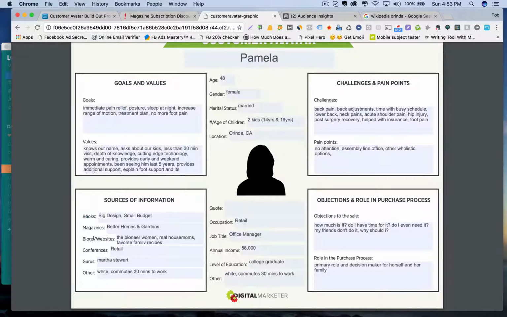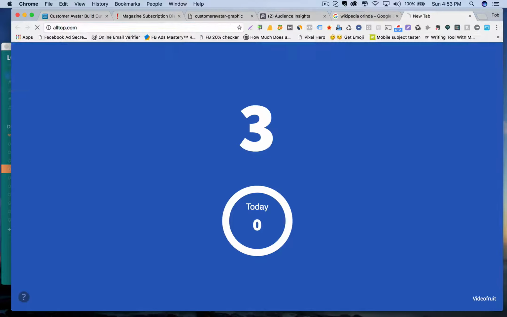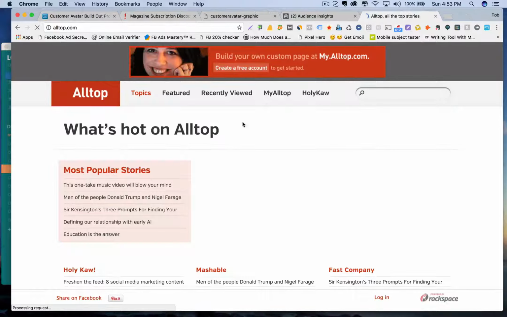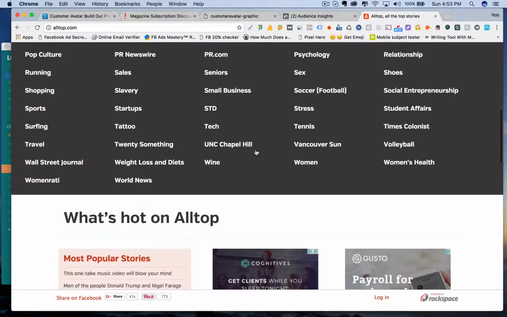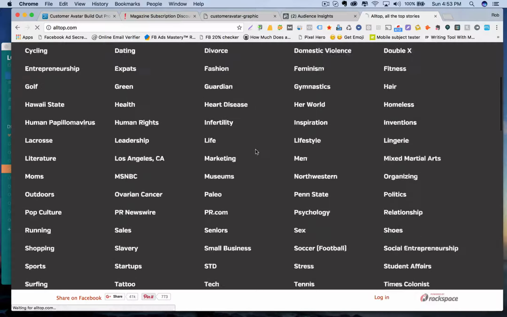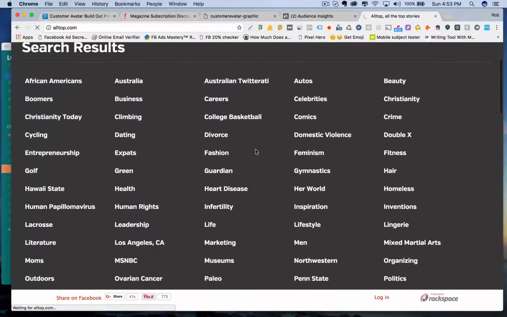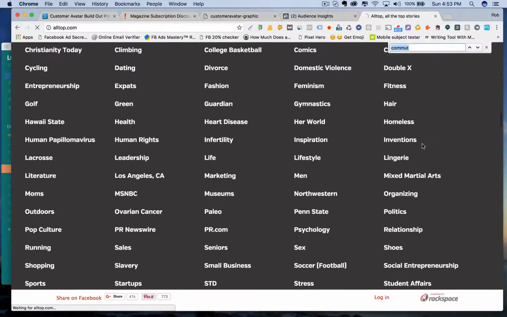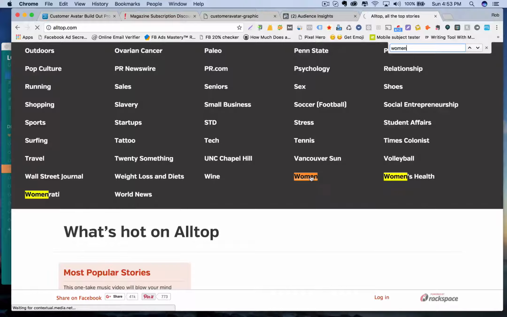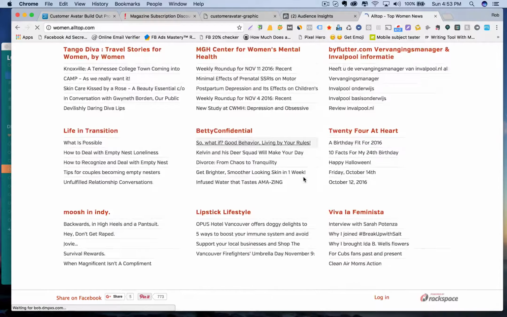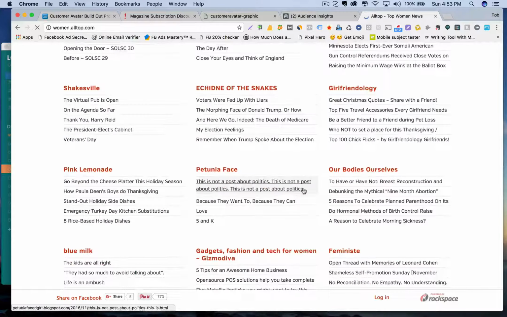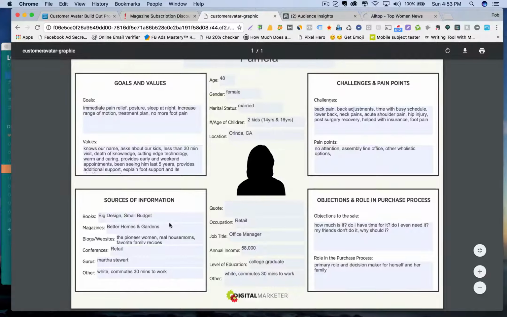Blogs, yeah, you can, right? And you can do that here at AllTop. AllTop is an aggregator for blogs. I can just go, where's the women? Women, there you go. And now all of these blogs are women's blogs. However, there's a much more consistent manner for you to get information that's in line with each other.